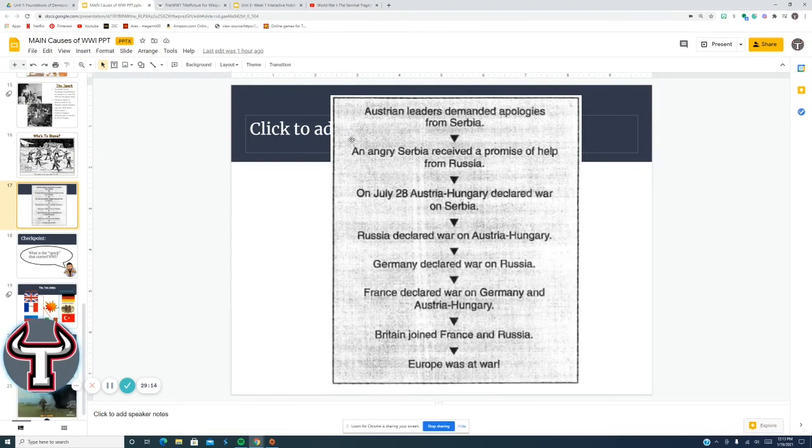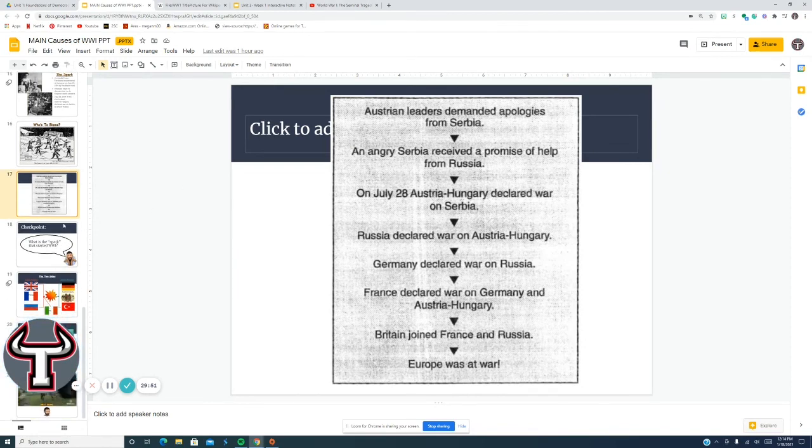On July 28th, Austria-Hungary declares war on Serbia, which then triggers Russia declaring war on Austria-Hungary. With Russia declaring war on Austria-Hungary, Austria-Hungary's best friend, Germany, decides to jump in and fight Russia for trying to back up Serbia. Once you see that, you see another country joining, which is France declaring war on Germany and Austria-Hungary. And with that triggers Britain joining France and Russia into the war. And now the alliances have been triggered. Everyone is now involved in this war.